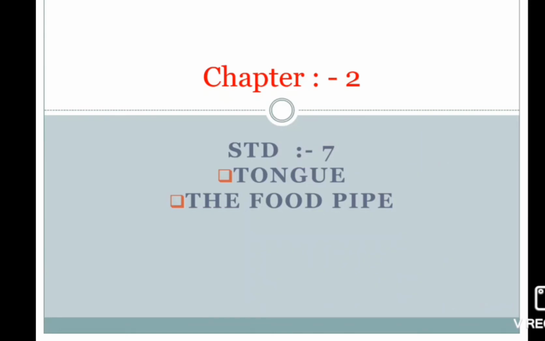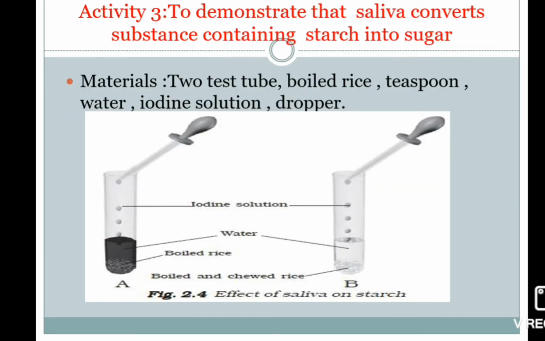Chapter 2, Standard 7. Next point is tongue and the food pipe. First activity, to demonstrate that saliva converts substances containing starch into sugar. Material requirement: two test tubes, boiled rice, teaspoons, water, iodine solution and a dropper.